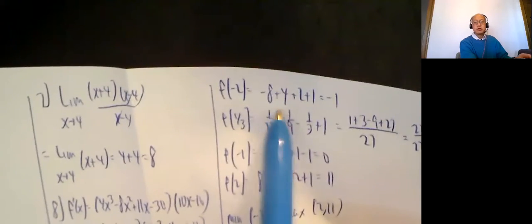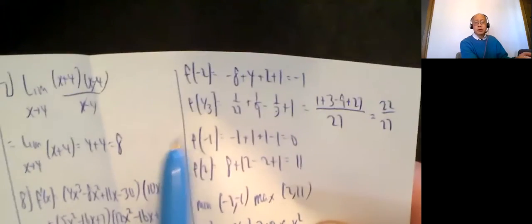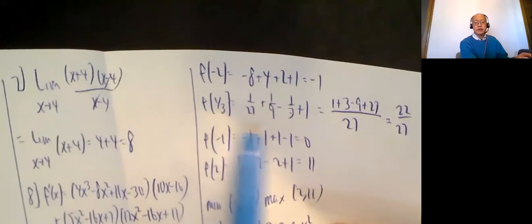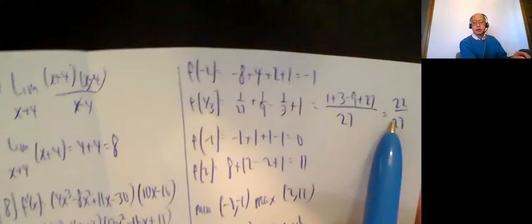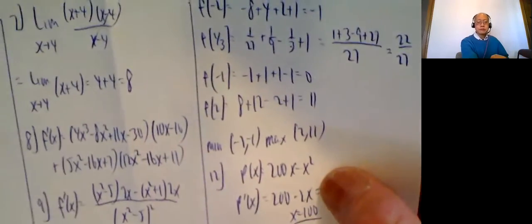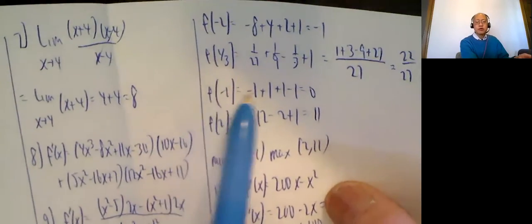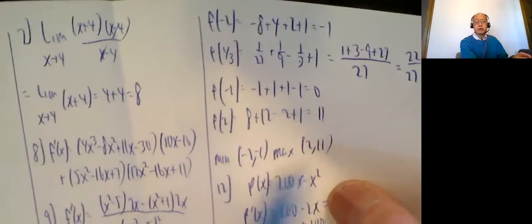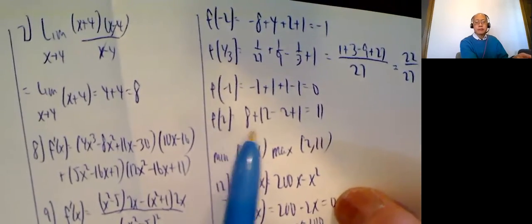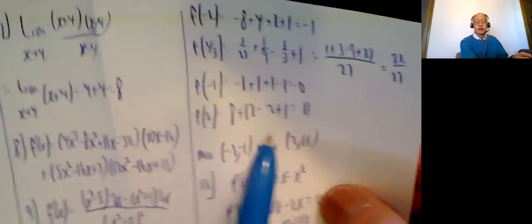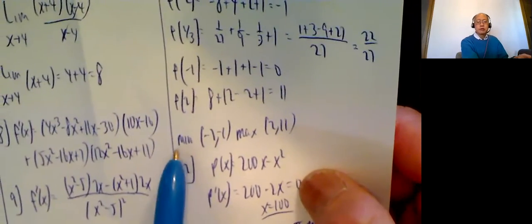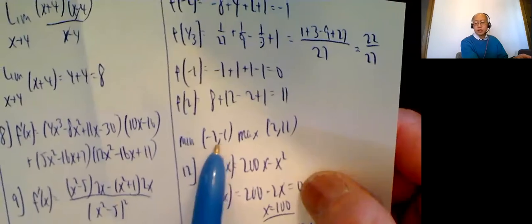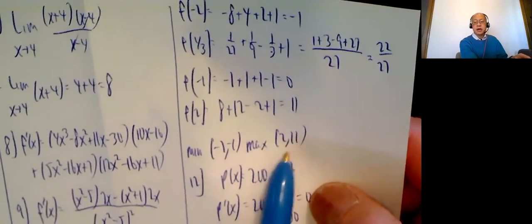F of negative 2 comes out to be negative 8 plus 4 plus 2 plus 1, which is negative 1. F of 1/3 is 1/27 plus 1/9 minus 1/3 plus 1. A little bit of arithmetic, 22 over 27. F of negative 1 is negative 1 plus 1 plus 1 minus 1 equals 0. F of 2 is 8 plus 12 minus 2 plus 1, 11. So the biggest number was 11, the smallest was negative 1. So the absolute minimum is at negative 2, negative 1. Absolute maximum is at 2, 11.